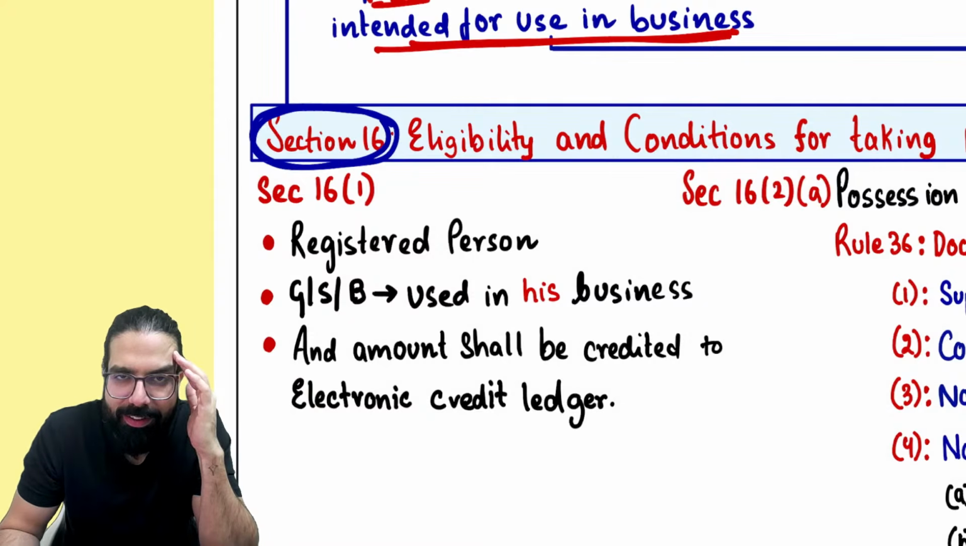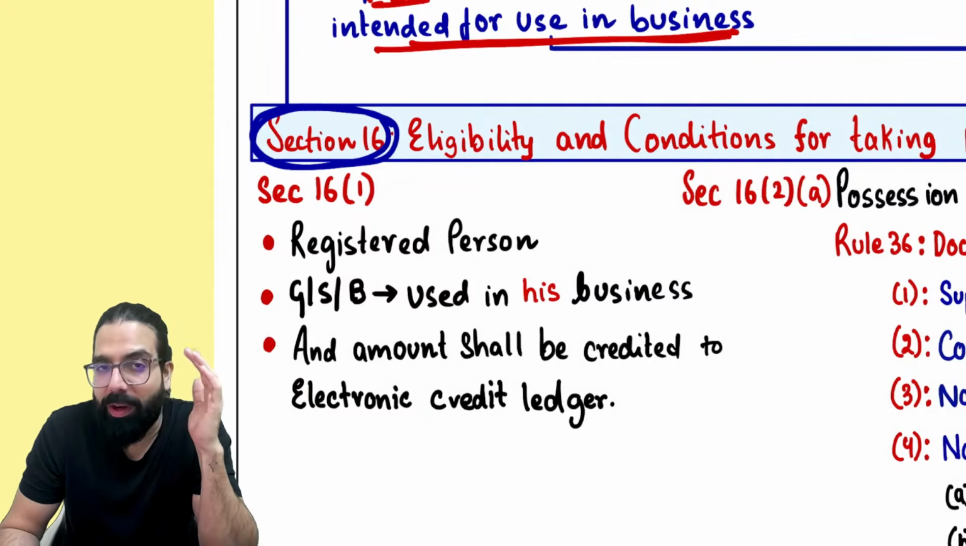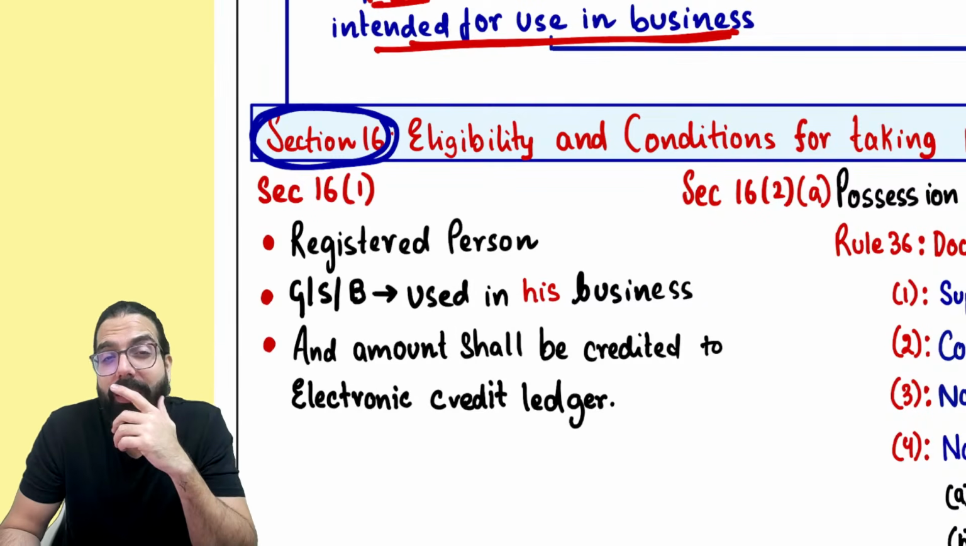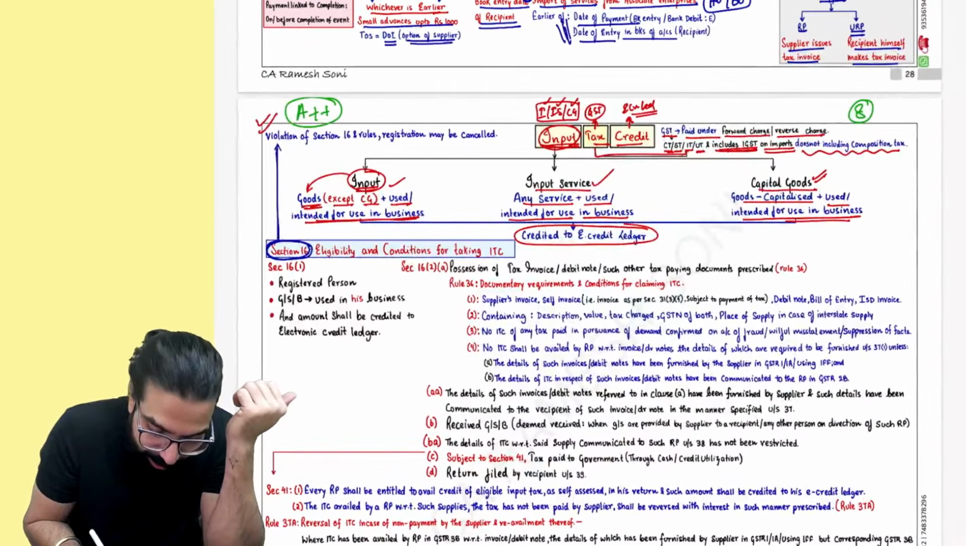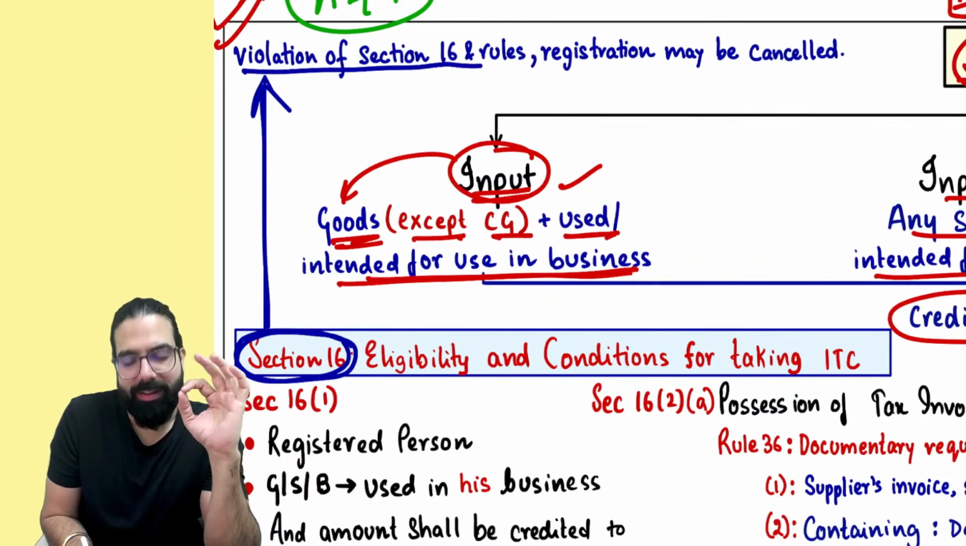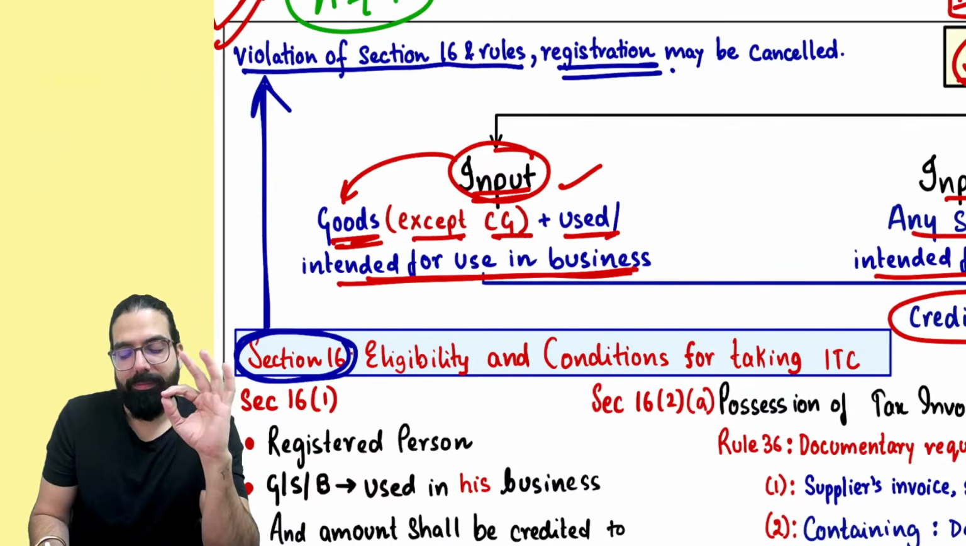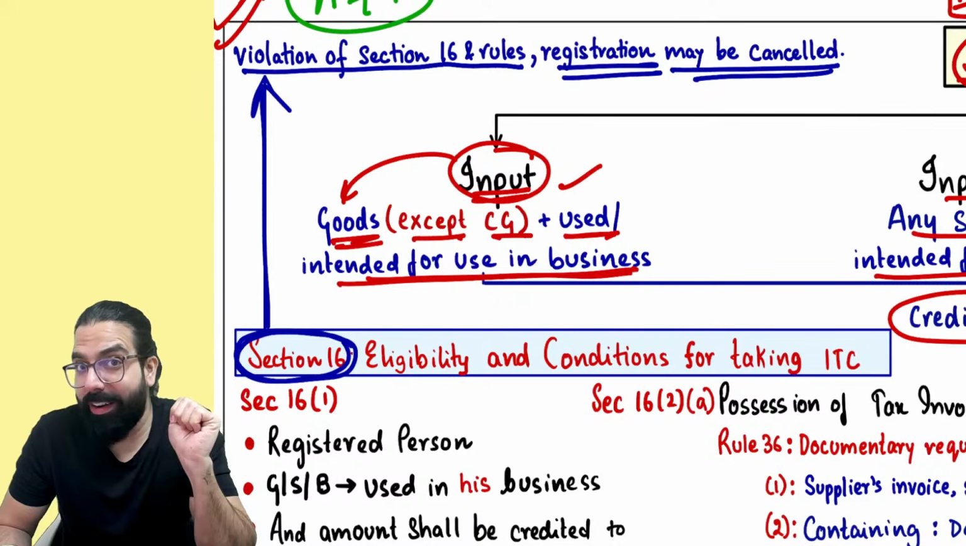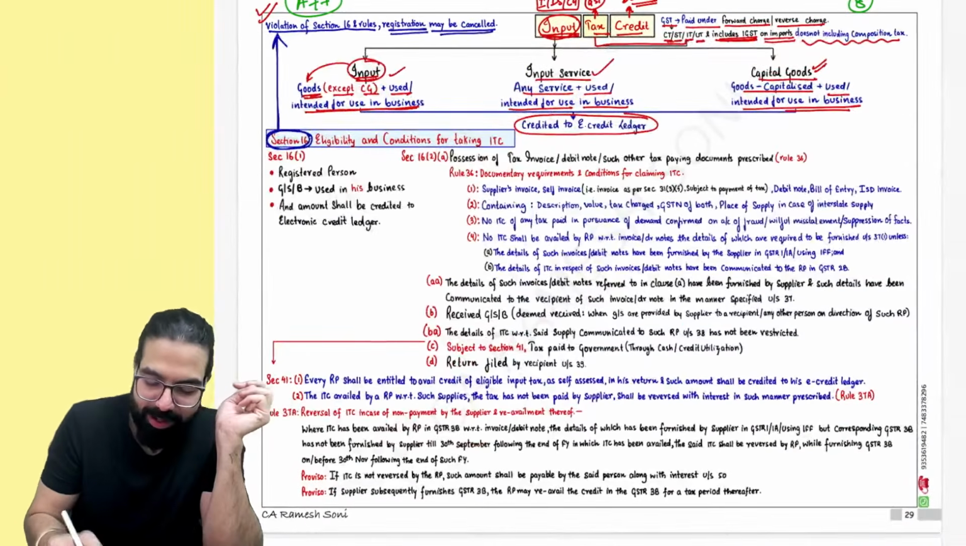Remember, in your registration chapter, section number 29, we learned that violation of section number 16 can lead to cancellation of your registration. I have written it down here just for your reference. If you violate section number 16, the registration may be cancelled by your proper officer. This is just for your knowledge.